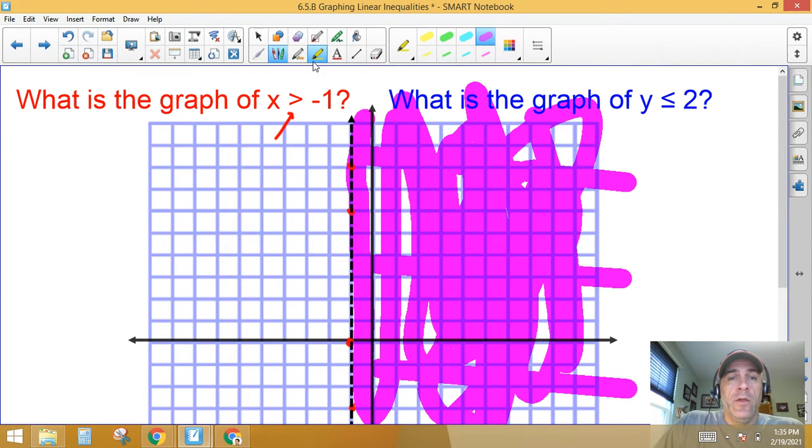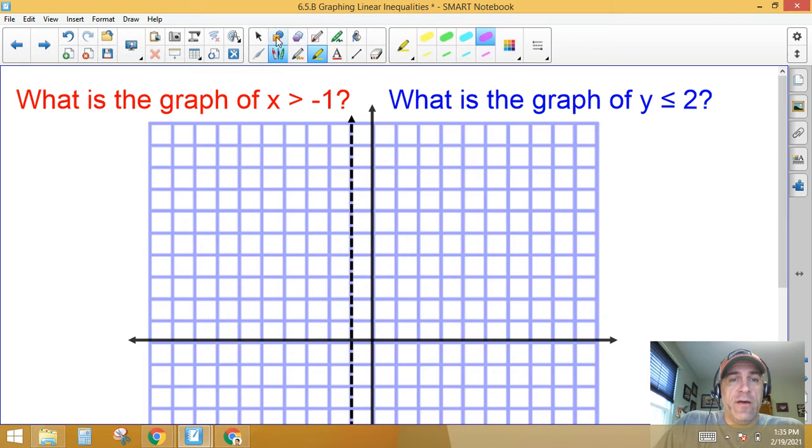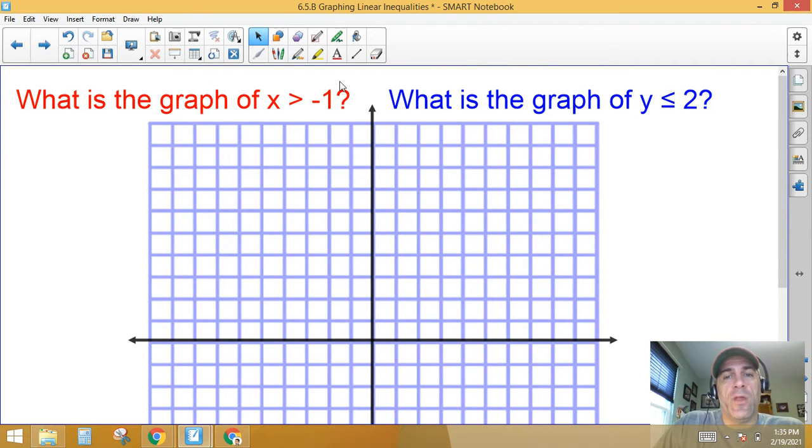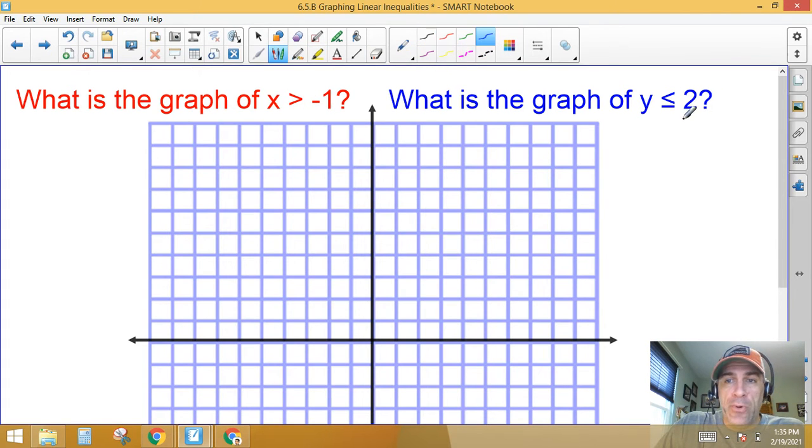Okay, so now let me clear all this out. What is the graph of y is less than or equal to 2? All right, y is less than or equal to 2. So I'm now going to get my pen, make it blue, and draw my boundary line as if it were y equals 2. So y equals 2, go up to here, and it always equals 2 horizontally.